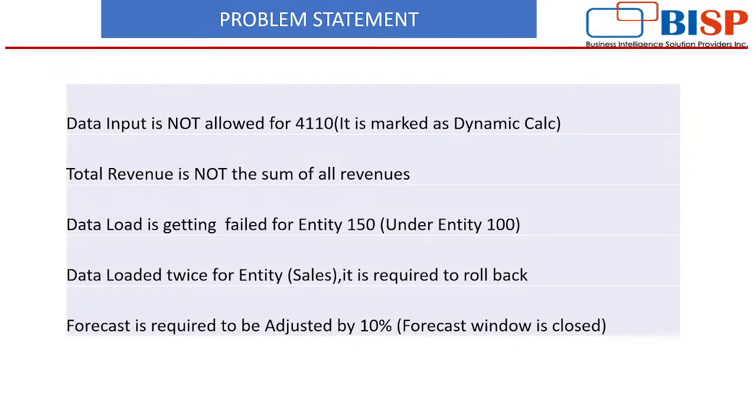Now the next ticket: total revenue is not the sum of all revenues. This is but obvious, because the first ticket itself is related to the second ticket. What is happening in the first ticket? Data input is not allowed for 4110. Now 4110 is one of the members of total revenue. Now in the next ticket, total revenue, whatever sum it is giving, it is not summing up all the revenues. This is because one of the base level entities was marked as dynamic.